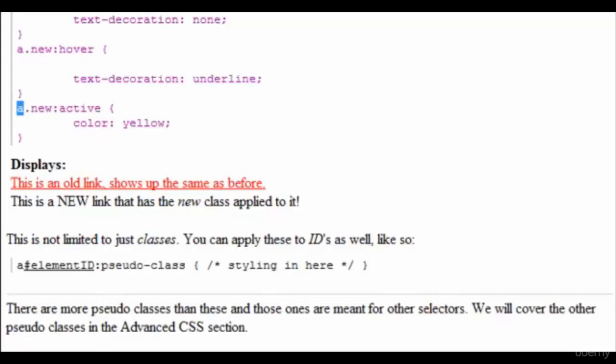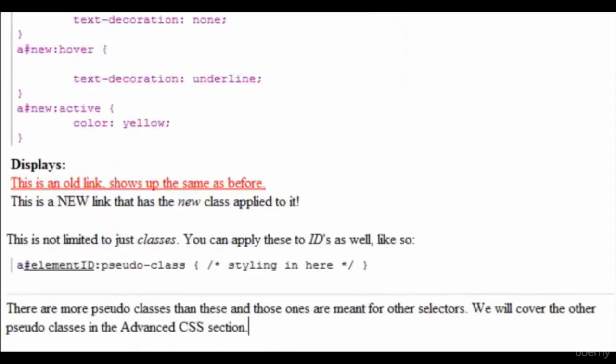Now I want to let you know that this is not limited to just classes. I like to use classes a lot just because they're a little more popular than IDs. I like to reuse as much code as I possibly can. And what I mean is, if we change all of our dots to the pound sign here, then we created the anchor element with the ID of new. And that would only work with the anchor element. Now there are some other pseudo classes, and we'll cover that either in the advanced section or in the CSS 3 section.